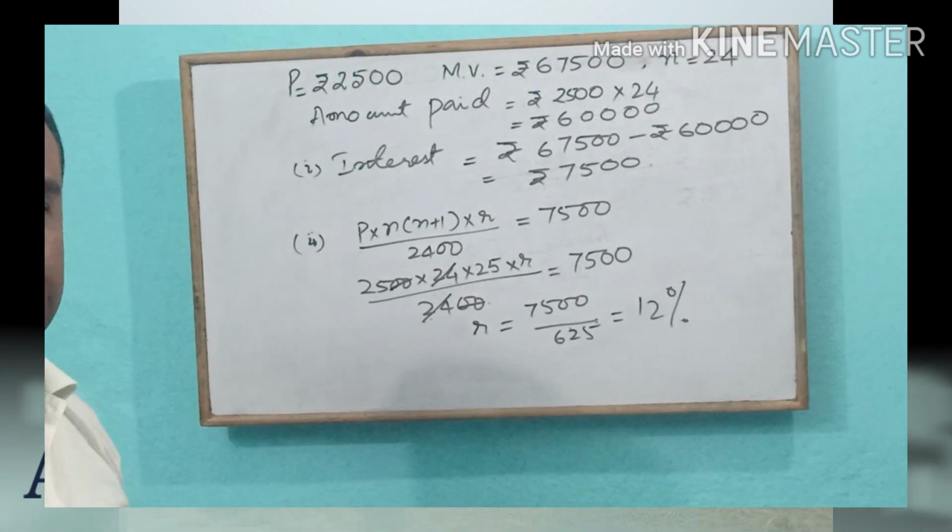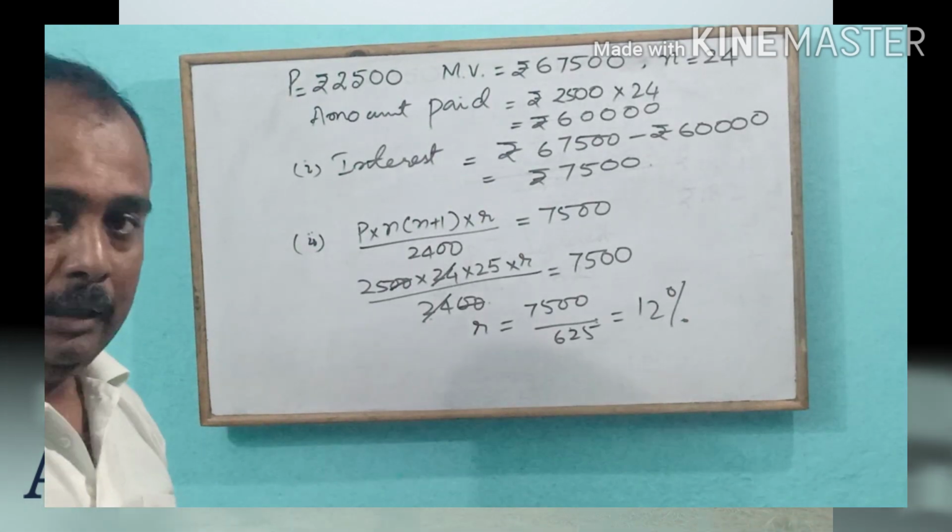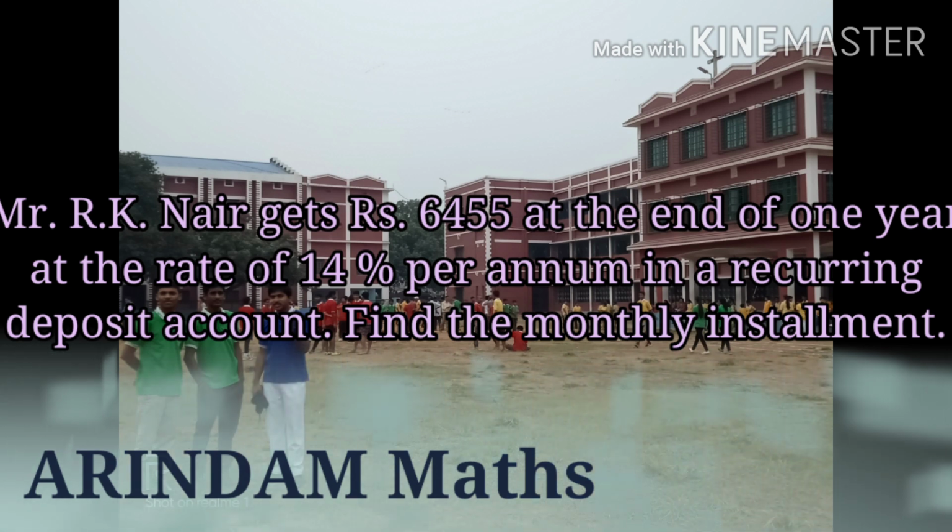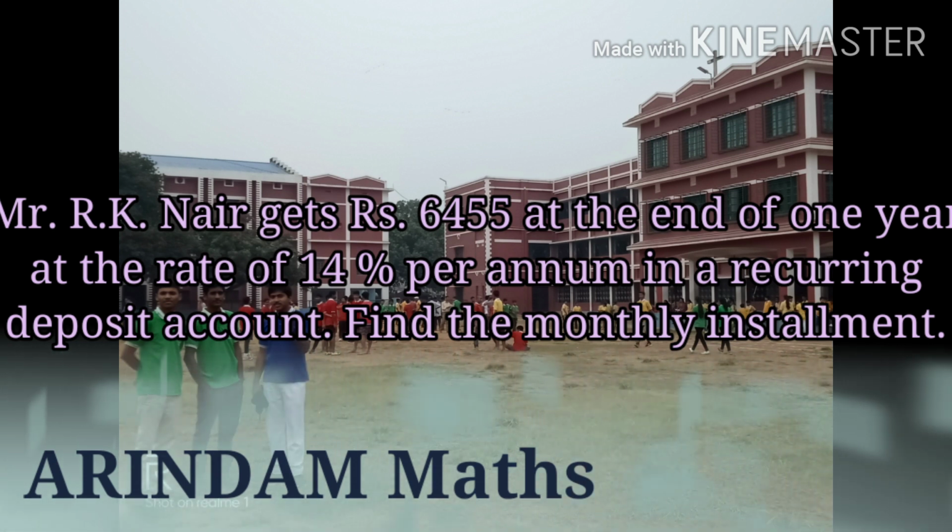Let us see the final question. Then I suppose Mr. R.K. Nair gets rupees 6,455 at the end of 1 year at the rate of 14% per annum in a recurring deposit account. Find the monthly installment.